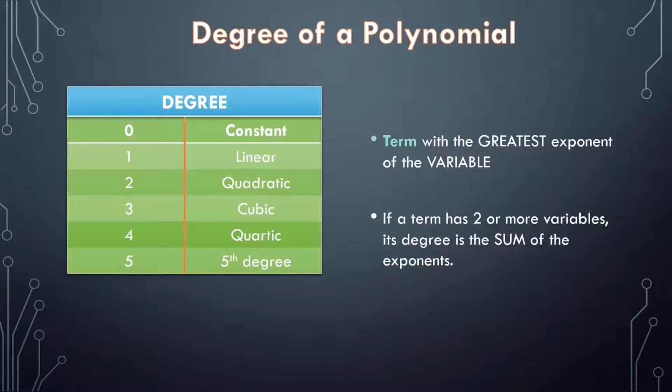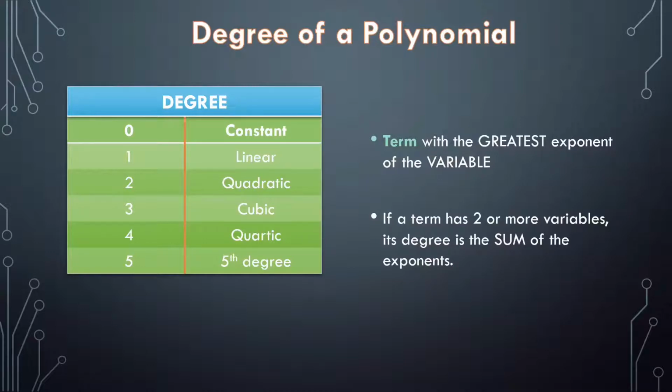Well, how do I find that degree? We'll take a look at the definition. It's when you find the term that has the greatest exponent of the variable. So when we're talking about a degree, we have to go through and look at the exponents, and it's the exponent of the variable. That's why a constant is 0, because it's just a number, there is no variable.